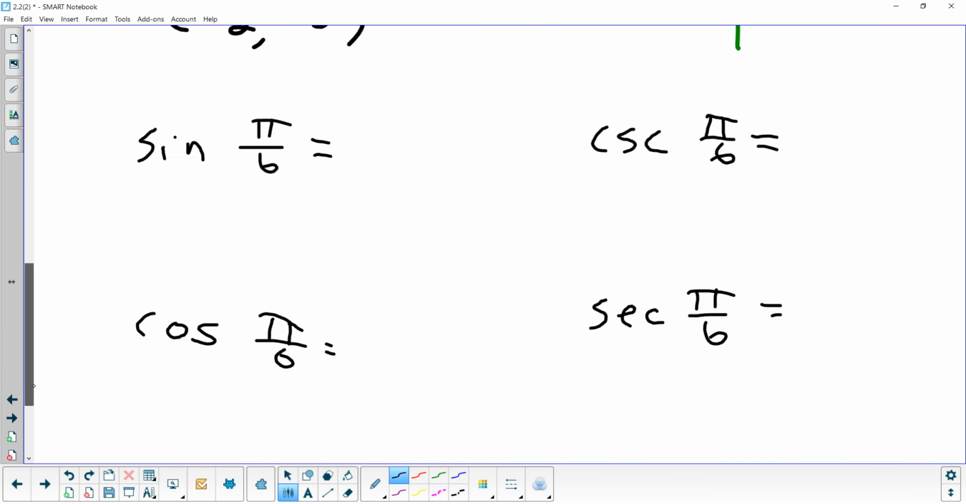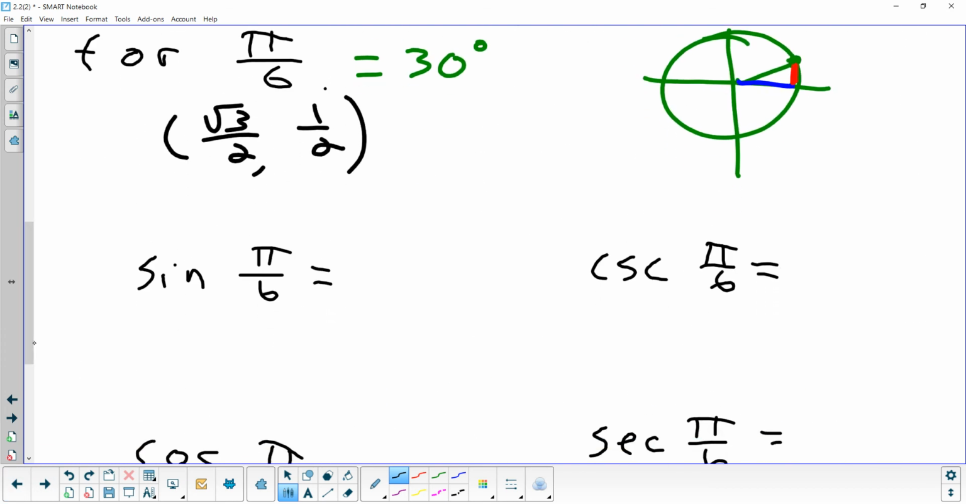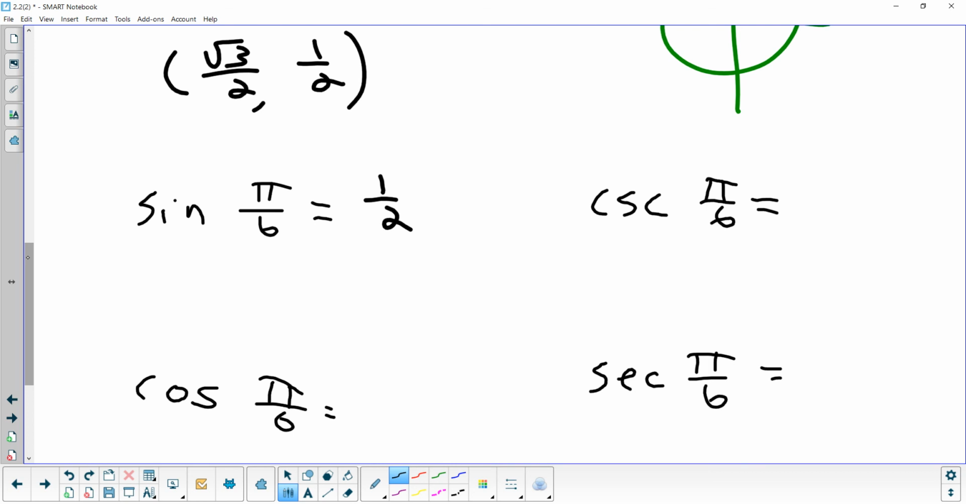And that'll be it. All right, so let's start with my sine. Ava, what's my sine going to be here? It's going to be 1/2. Good. It's the y value, which is 1/2. Right. Olivia, how about my cosine? Root 3 over 2. Yep. Cosine is the x. X is root 3 over 2.